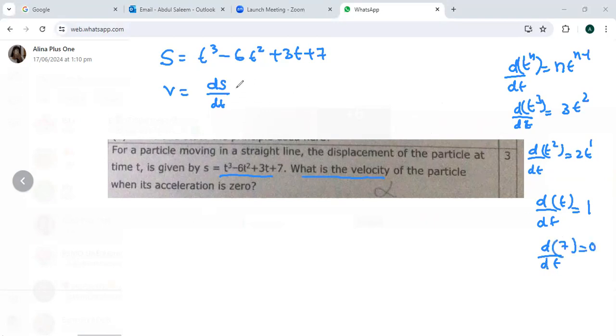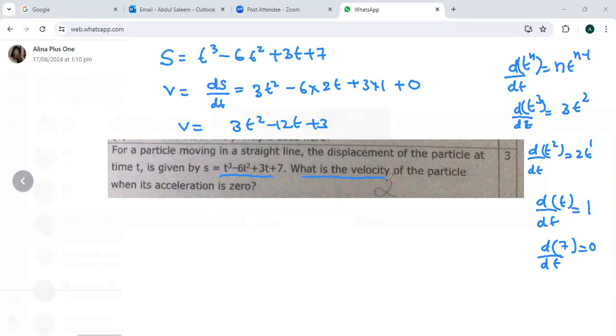So we apply this: ds by dt equals the derivative of t cube, which is 3t square, minus 6 into the derivative of t square, which is 2t, plus 3 into the derivative of t, which is 1, plus the derivative of 7, which is 0. So what is velocity? Velocity equals 3t square minus 12t plus 3. This is the velocity. Clear, right?